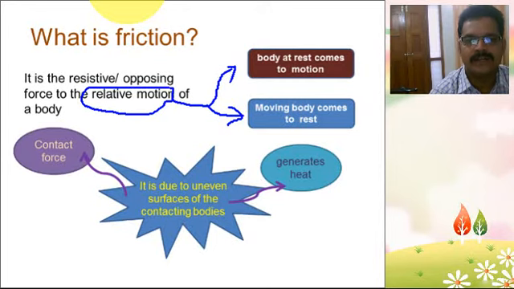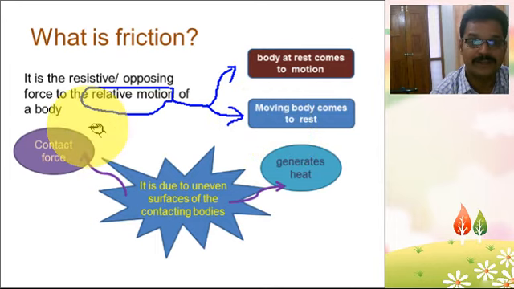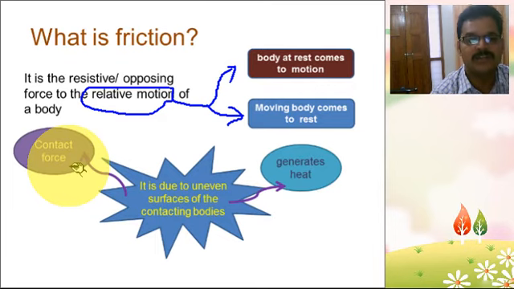So we understand that friction opposes the relative motion, meaning the body which is at rest comes into motion, and the body which is in motion comes to rest. Okay, one important thing, friction is a contact force also. That means you cannot experience or see friction if the two bodies are not in contact. So it's very important that the two bodies are in contact.